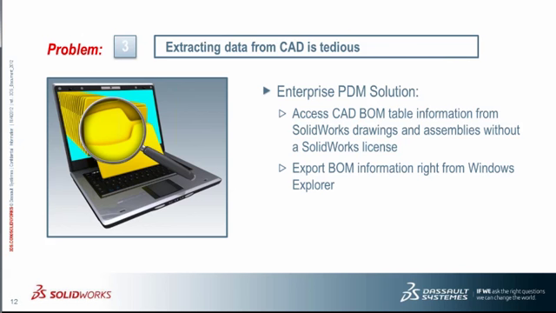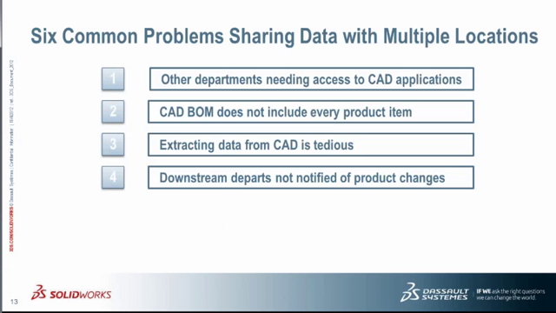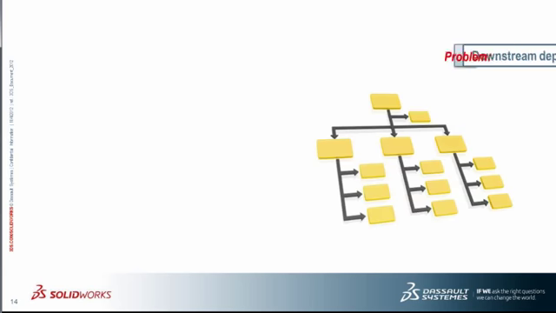And you can export information right from Windows Explorer. I alluded to this before, that information you can open up right in Excel, or you can save it off as a CSV or a comma separated value file. And I just mentioned the open a BOM directly in Excel. And the fourth problem was downstream departments are not notified of product changes.